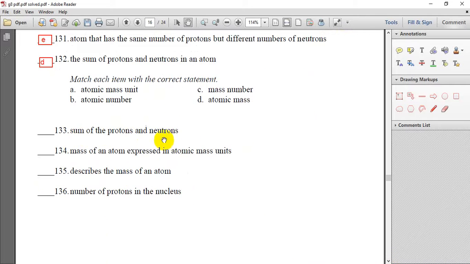The sum of protons and neutrons together, we call this mass number. But the mass of the atom expressed in atomic mass units is atomic mass. So the mass number is the number of protons and neutrons. Their mass together, by AMU unit, is called atomic mass. We describe the mass of the atom by a unit called atomic mass unit. Number of protons in the nucleus. Yes, this is atomic number.